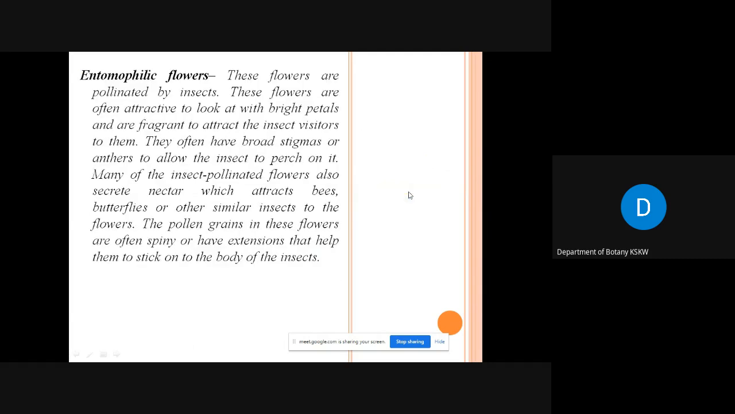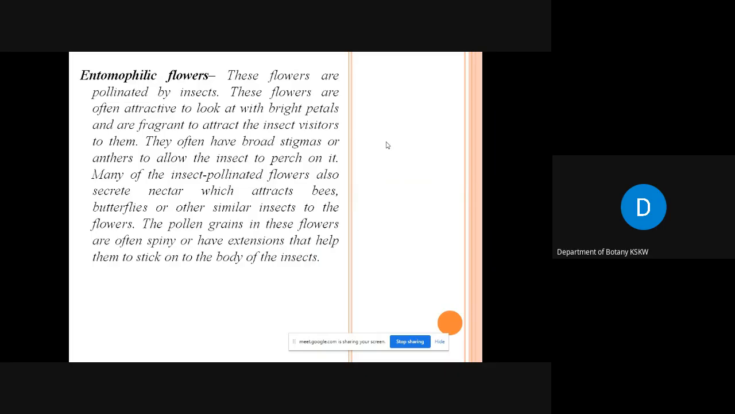Entomophilous flowers are pollinated by insects. The flowers are very attractive. Petals are brightly colored. They have fragrance to attract the insect visitors. They have broader stigmas or anthers to allow the insect to sit on them.